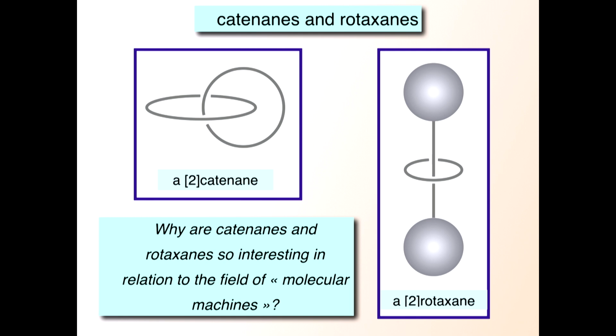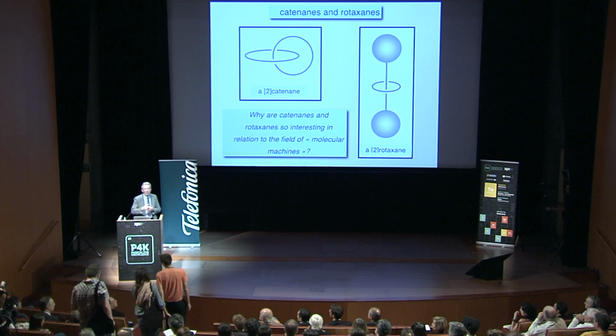And here you have a rotaxane, very similar to that: an axis which is threaded through a small ring and 2 bulky groups to prevent the system from dissociating.